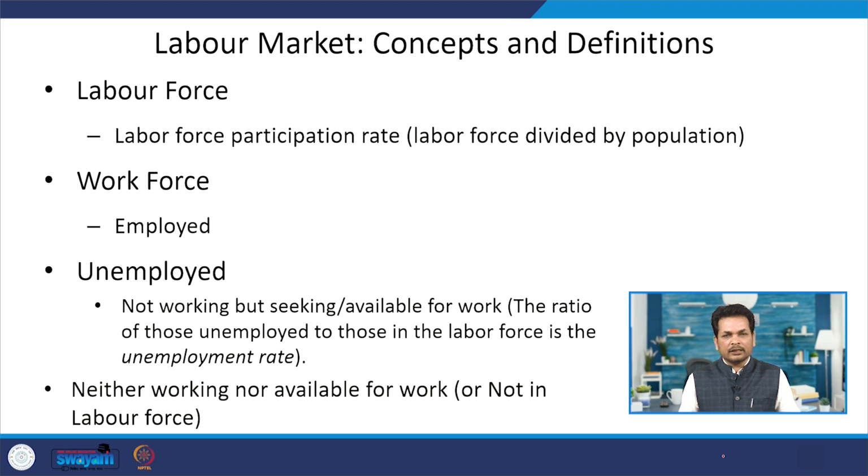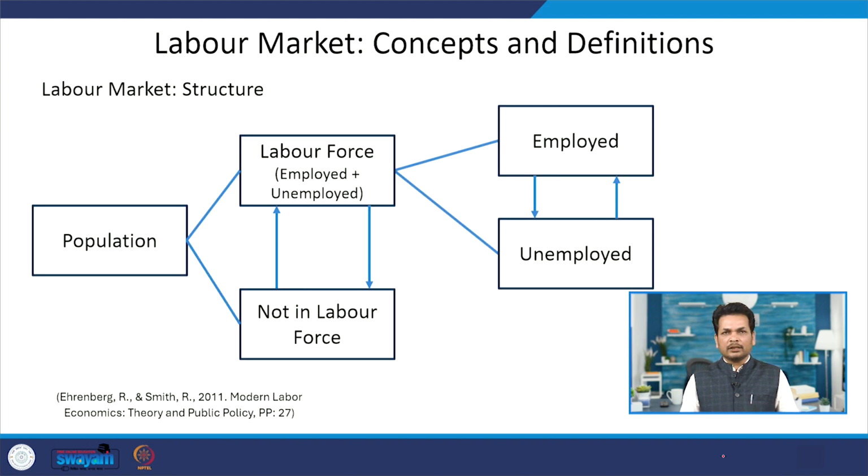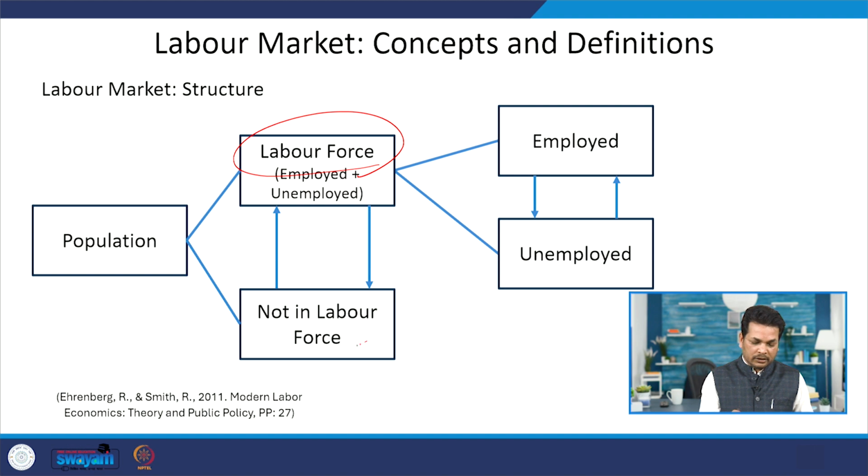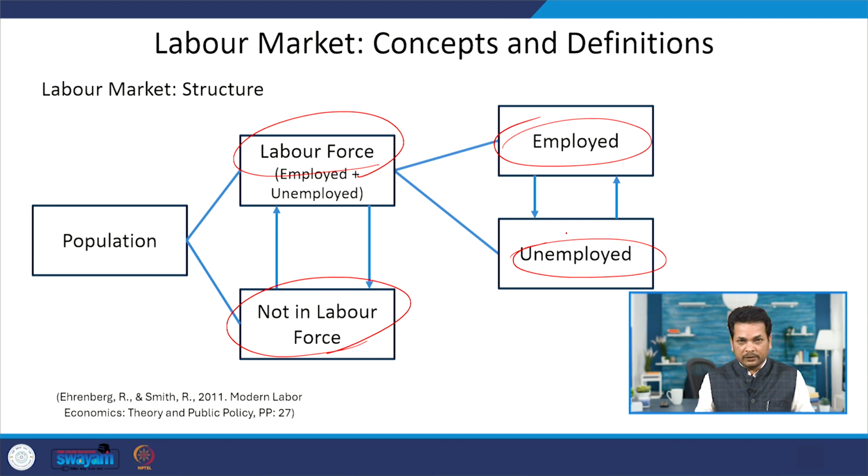And there is another group, they are not in the labor force. They are neither working nor available for work. So, they are outside the labor force. If you try to understand the structure of the labor market, then this can be understood through this diagram. The entire population can be in the labor force or not in the labor force. And in this labor force, some are employed and some are unemployed.